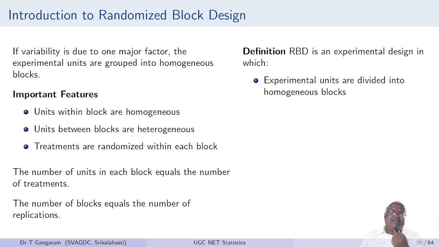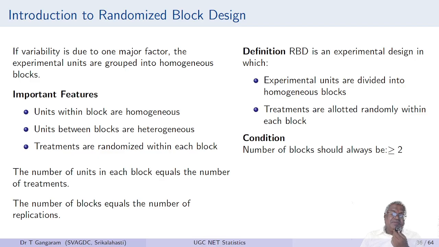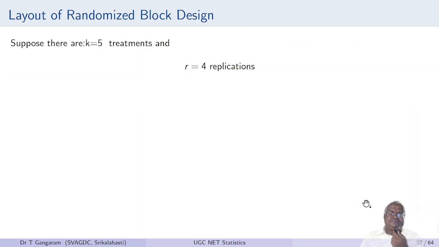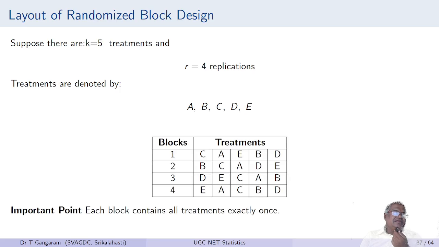It is an experimental design in which experimental units are divided into homogeneous blocks. Treatments are allocated randomly within each block. Number of blocks should be at least greater than 2. Suppose we have K treatments, say K is equal to 5 and R is equal to 4, the treatments A, B, C, D, E. Suppose R is equal to replications.